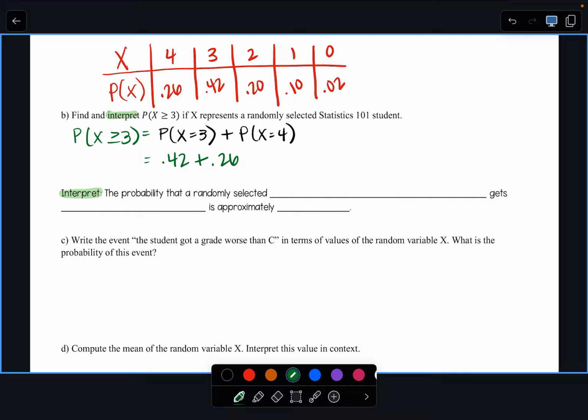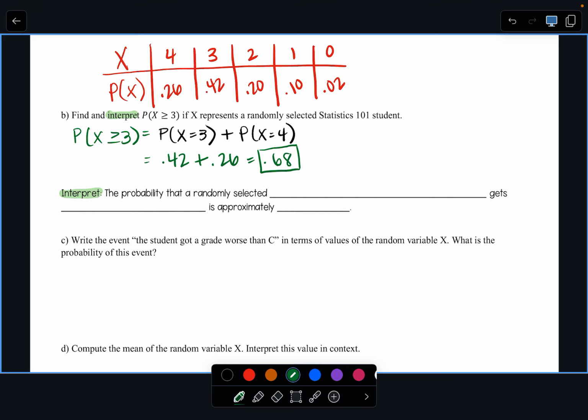And that is what's going to give me 0.68. So the three things that I need are still consistently the same: a probability statement, either your fraction setup, or in this case, we're adding decimals, your work for your answer, and then your final answer in decimal form. So now that I know it's 0.68, I'm going to jump to writing out my interpretation.